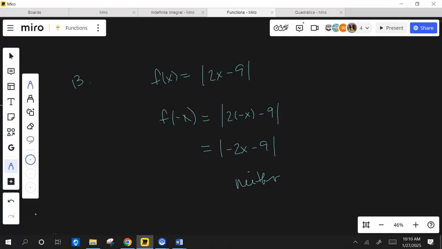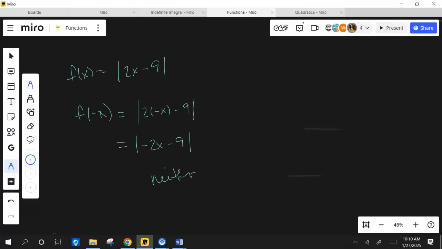You can't do it like that. To solve an absolute value, it doesn't solve that way. You have to set it to the positive and the negative. Number 11.